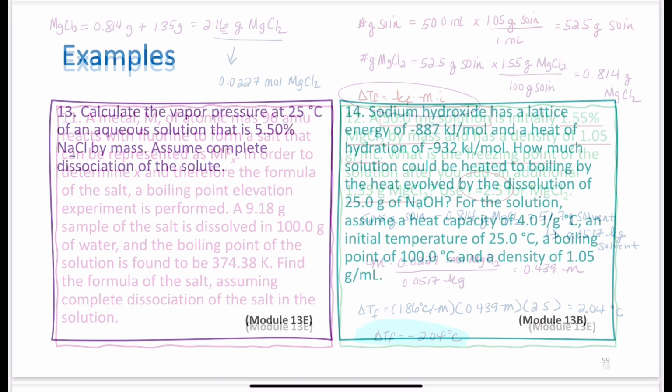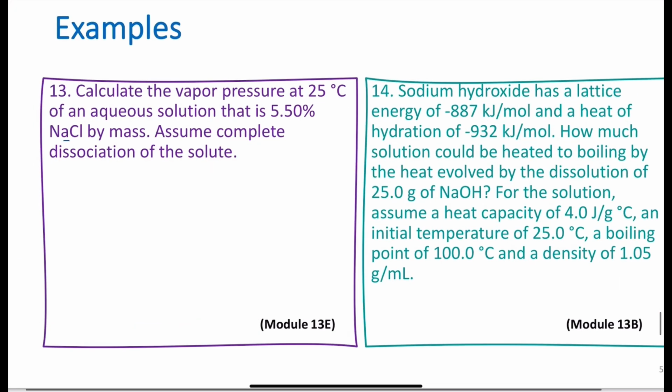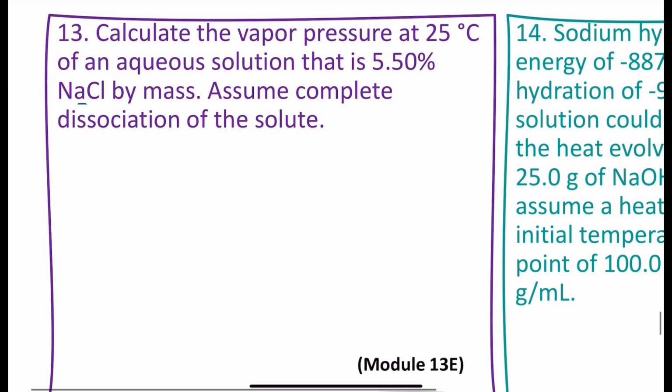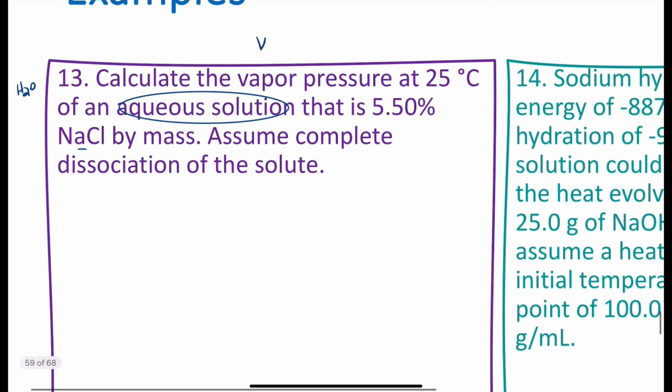Number 13, calculate the vapor pressure at 25 degrees C of an aqueous solution that is 5.5% NaCl by mass. Assume complete dissociation of the solute. So, two things here. First, the fact that it says aqueous solution means I know I'm dealing with water. That means water's my solvent. It's also telling me I'm trying to find vapor pressure, and it's telling me 25 degrees C.